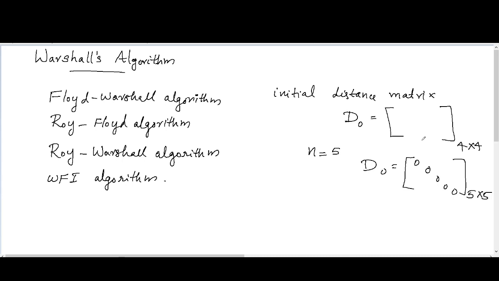Now, if there is an edge from one vertex to another vertex, we can take that weight as the entry in the corresponding initial distance matrix. For vertices having a directed edge between two vertices, the distance is equal to the weight of the edge. Similarly, for vertices having no directed edge between them, we have to write the distance as infinity. Now we can move to one example.